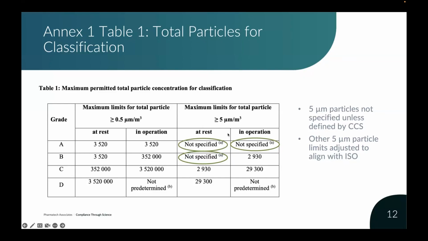What the challenge has always been with these limits is that they are very low numbers relative to a cubic meter of air. There's also been a slight adjustment in these other levels. The 2930 that we're seeing used to be 2900. This is simply a minor adjustment because now it aligns more appropriately to the limits that are set in the current ISO standard.